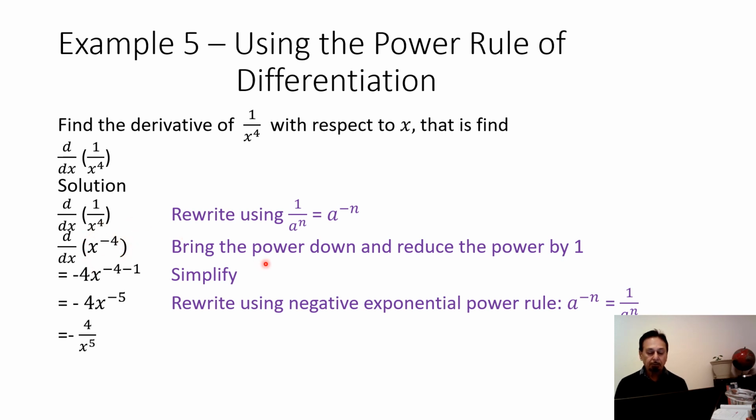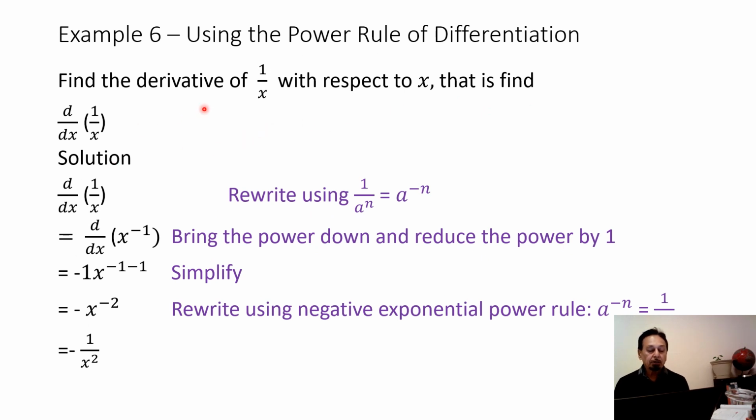Now we can apply the power rule, which means you bring the power down, negative 4, and subtract 1 from negative 4. And this becomes negative 4 x to the negative 5. Now we can apply the rule a to the minus n is 1 over a to the n. So this becomes negative 4 over x to the 5th power. And that's the derivative.